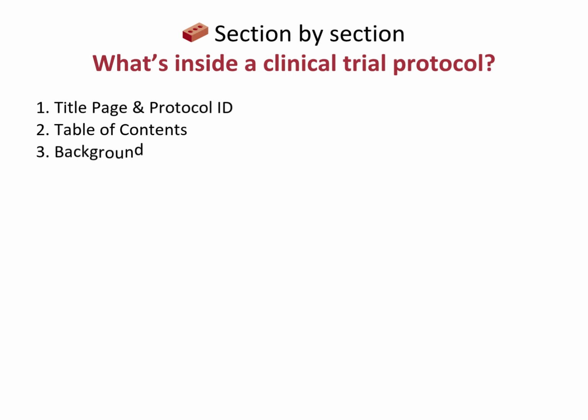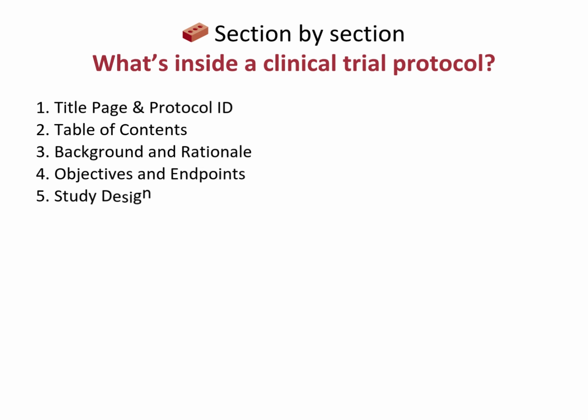3. Background and rationale. Why this trial? Why now? This section justifies the study's need, summarizing existing data, gaps in evidence, and the scientific reasoning. 4th, objectives and endpoints. This section clearly defines the primary objective, e.g., proving efficacy, secondary objectives, e.g., quality of life, safety, and the clinical endpoints used to measure success. This is what the whole trial is aiming to achieve.